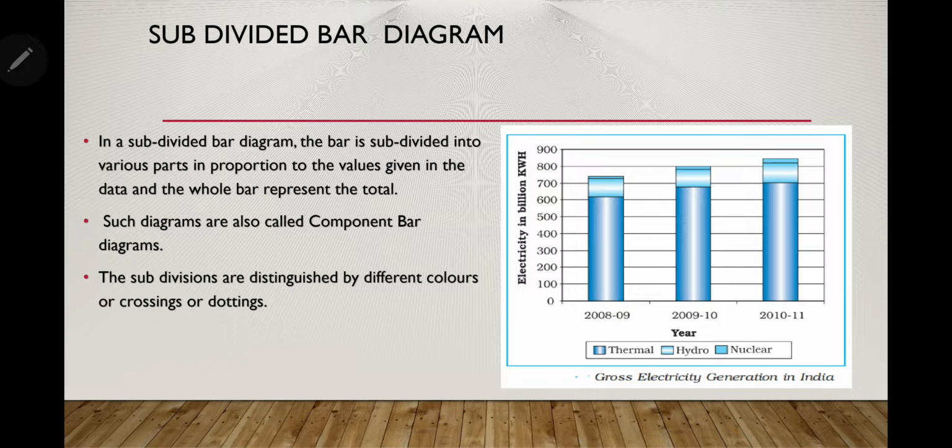A similar diagram is a subdivided bar diagram, in which, like multiple bar diagram, we show more than one variable, but the difference between a subdivided and multiple bar diagram is this. In the case of multiple bar diagram, we make adjoining bars, but in the case of a subdivided bar diagram, we make a combined bar showing different aggregates as a part of that bar only. For example, as it can be seen that thermal, hydro and nuclear, three sources of electricity, are shown in a single bar rather than showing them as adjoining bars.